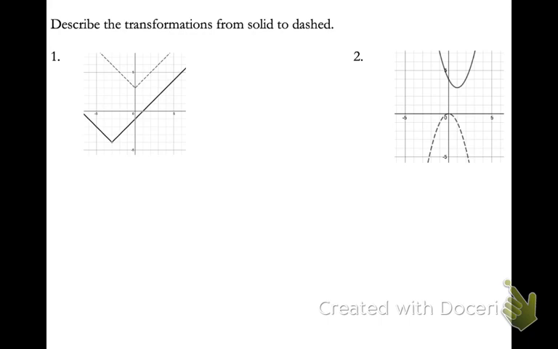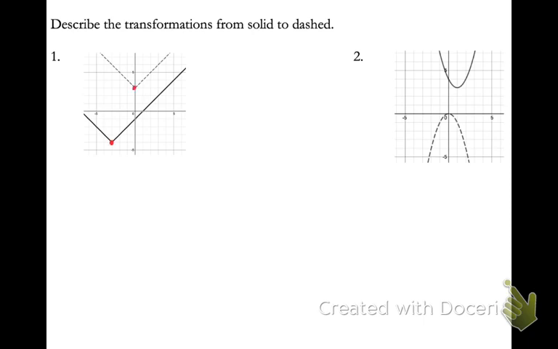Okay, this problem says describe the transformation from solid to dashed. So we're just going to say how the graph moved. First of all, I want to point out that the graphs in number 1 are absolute value graphs. I know that because they are shaped like V's.